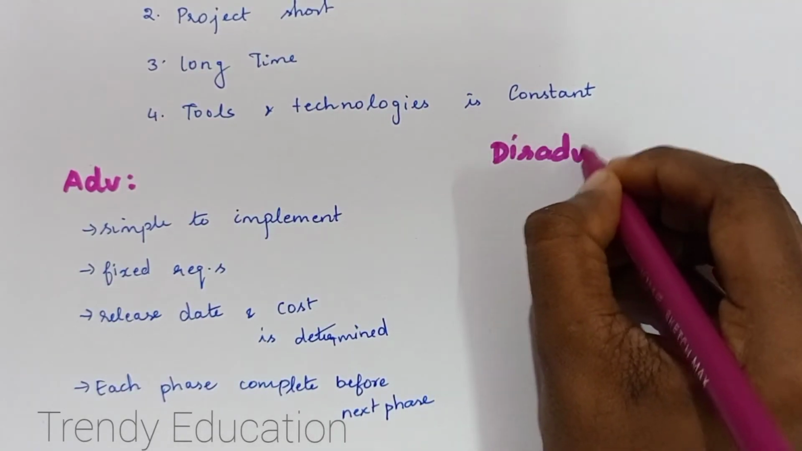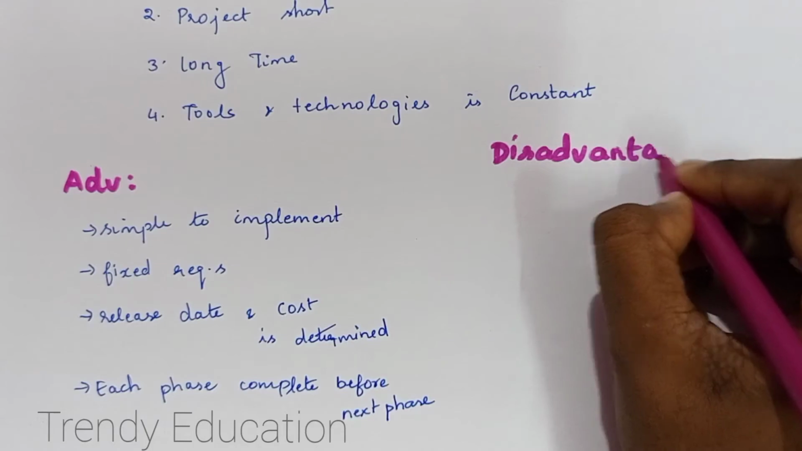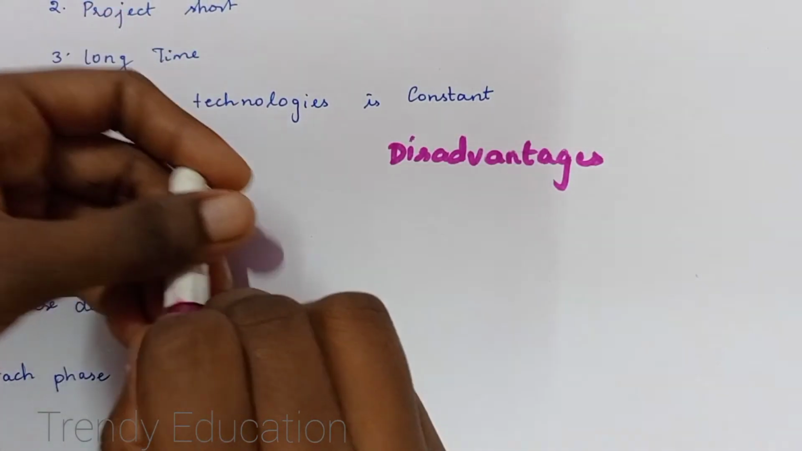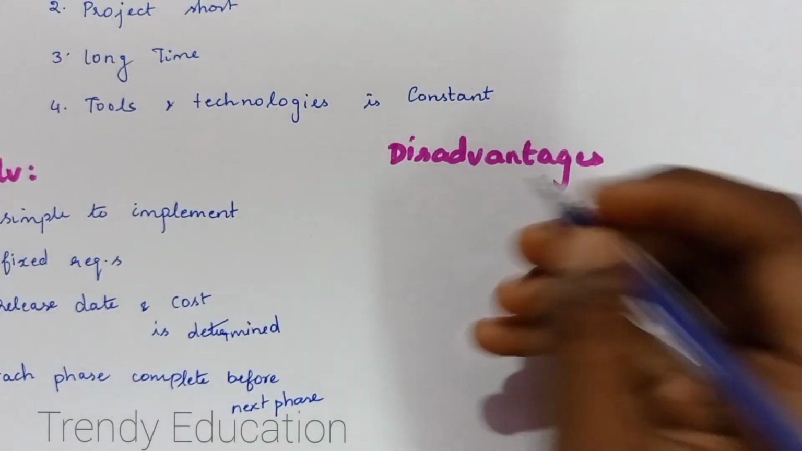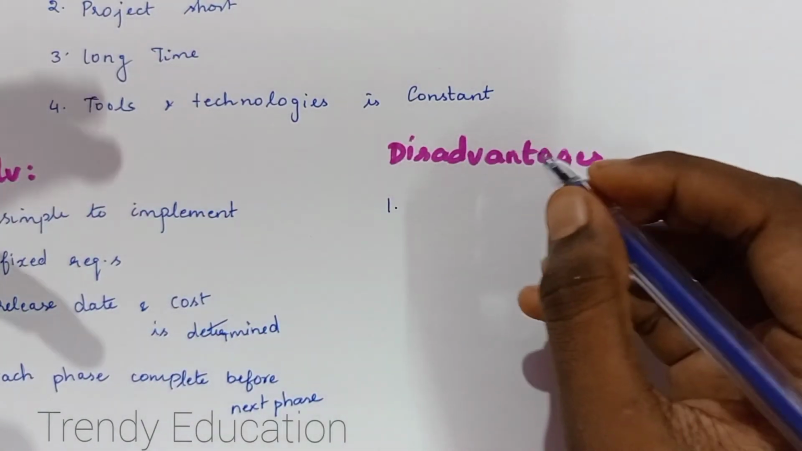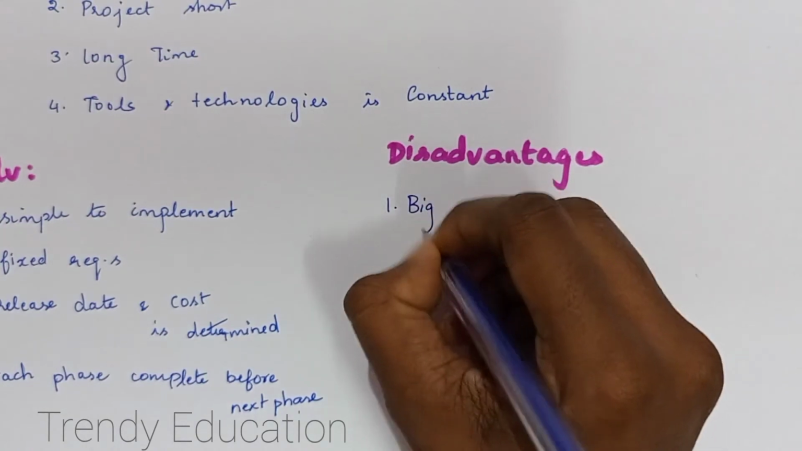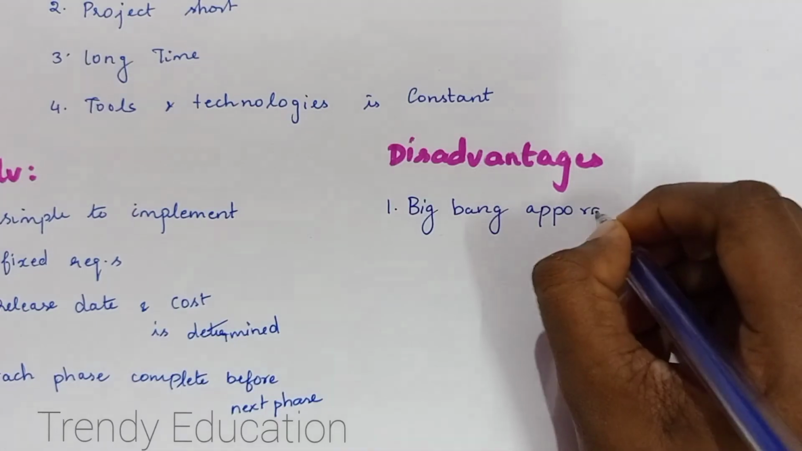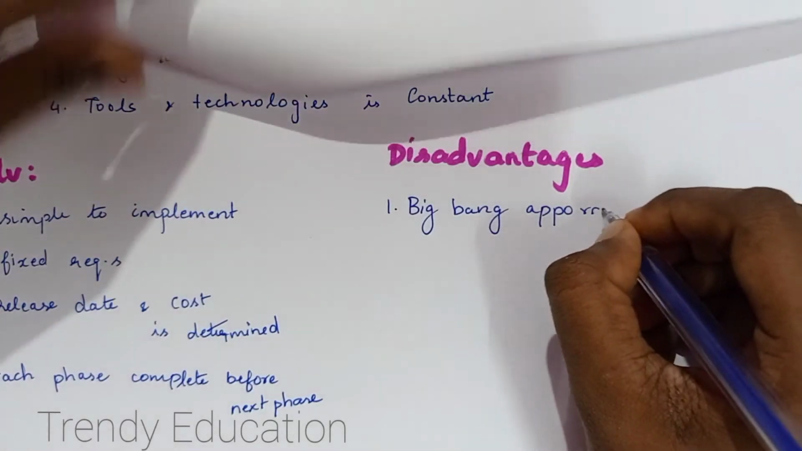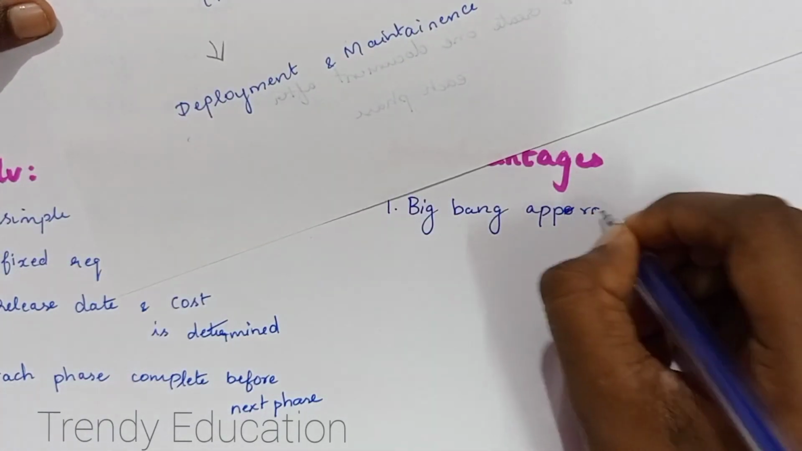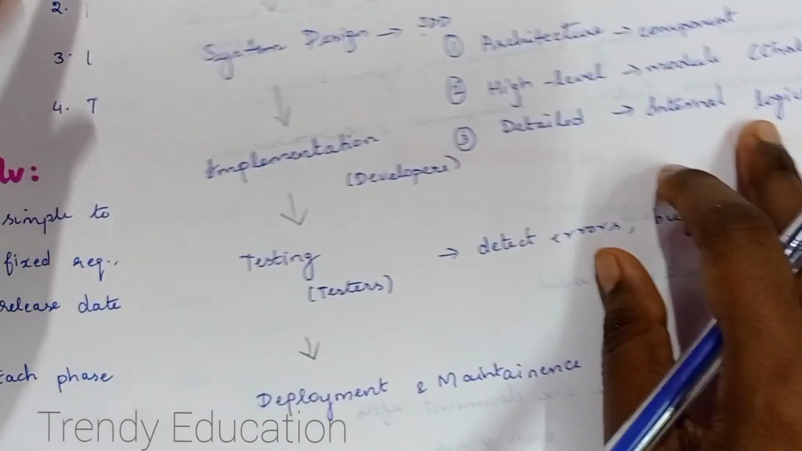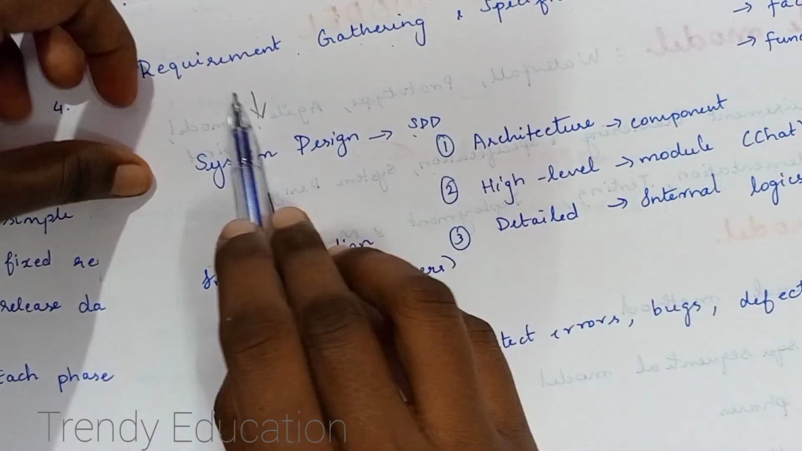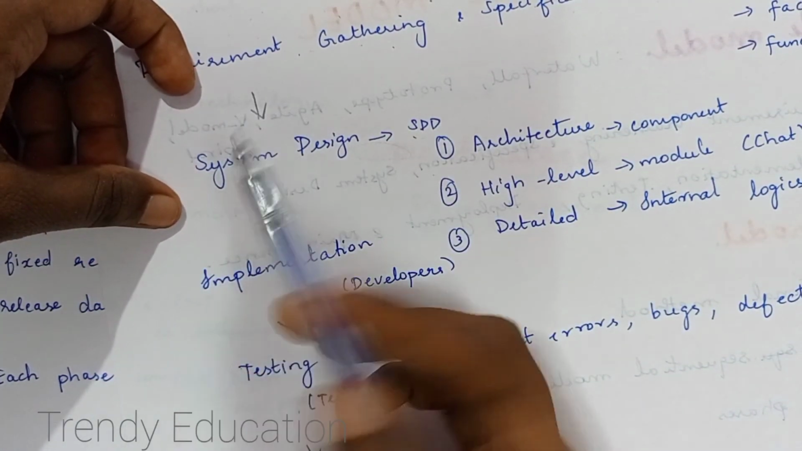And coming to the disadvantages, it has plenty of disadvantages compared to advantages. The first disadvantage is that it is a big bang approach. Let me explain why I'm saying that. When I complete this phase, it will move on to the next phase. Okay, when I complete that, it will move on to the next phase.